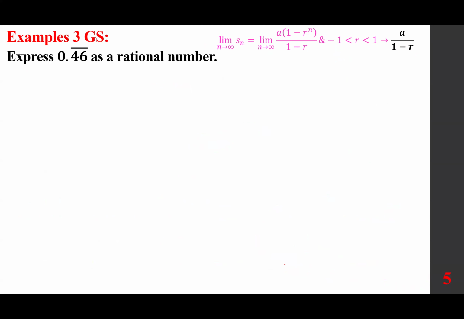All right, again, this comes from the lecture: 0.46 repeating. We want to write it as a rational number using geometric sequences and series. There are actually different methodologies. For example, in algebra, you may set this equal to x and solve it. So it's equal to 0.464646, and it continues indefinitely.